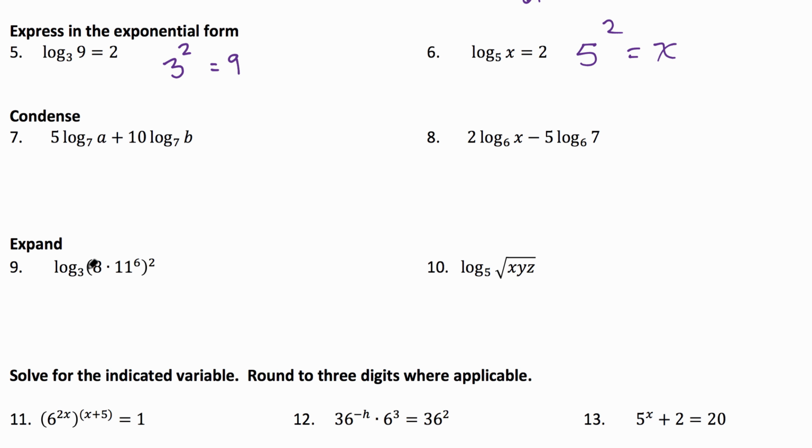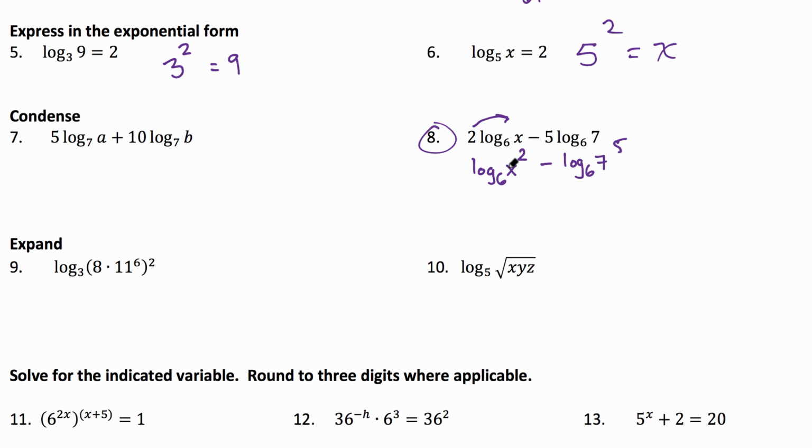Now, condensing and expanding. You have to use those logarithm rules, just like your exponent rules. Condense means put it all together, and expand means take it all apart. So we'll do number 8 here. What I'm going to do is bring that 2 up on top of the x. So this is log base 6 of x squared, and then it's minus log base 6 of 7 to the 5th, because remember that coefficient can come up as an exponent.